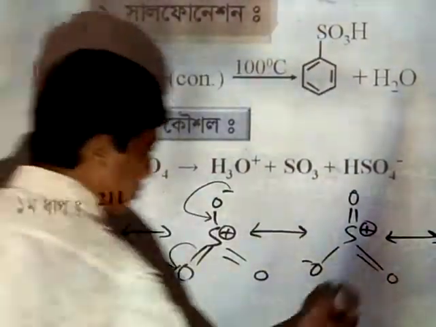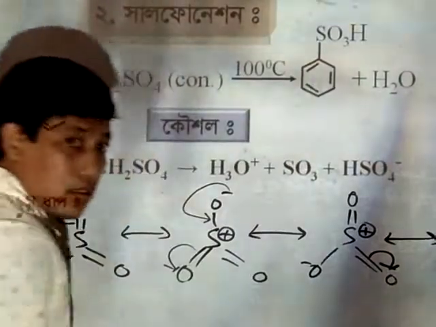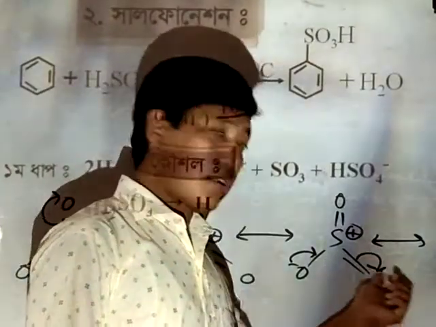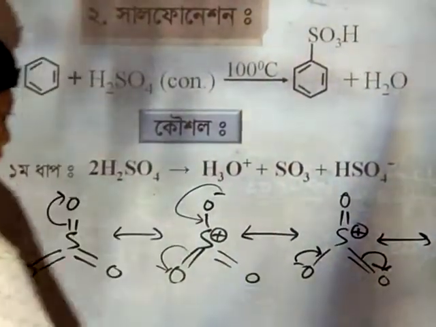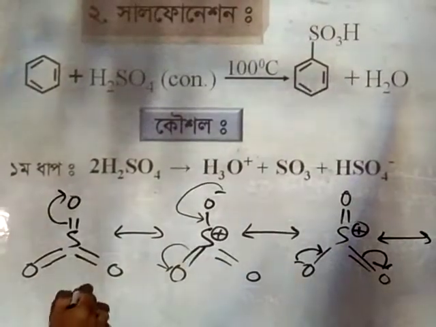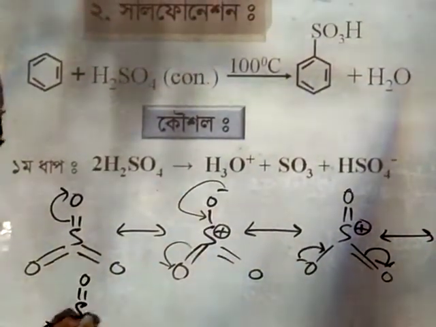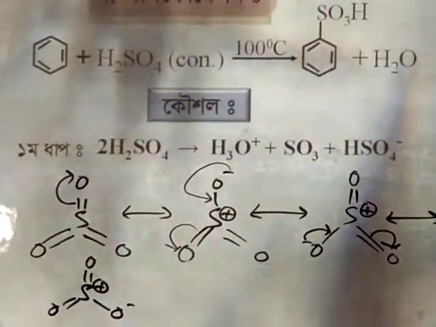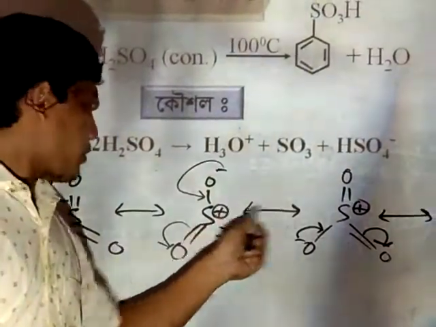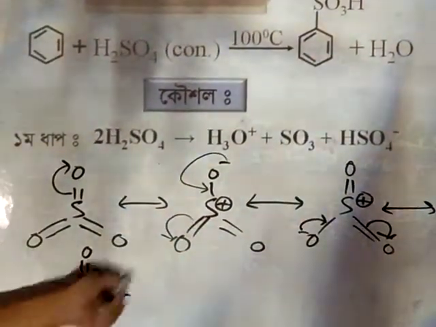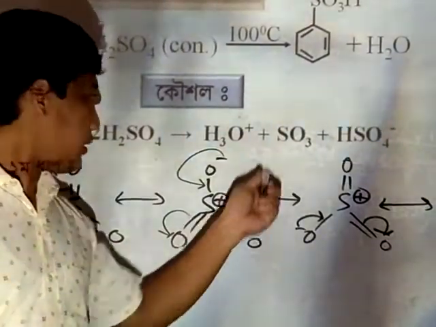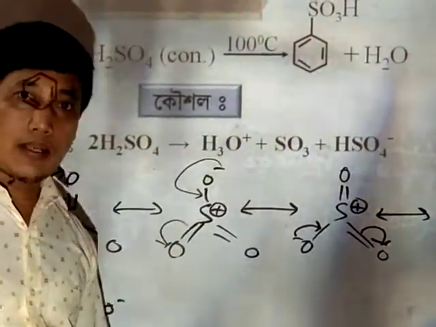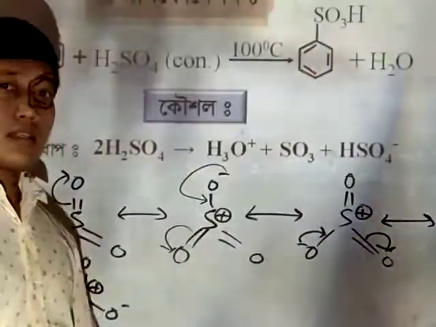In another structure we can also show that the oxygen atom attracts the other pi bond to itself and creates a negative ion, and we can write it like this. So dear student, see the structure of sulfur trioxide. Here positive charge and positive charge. For this, sulfur trioxide is a stronger electrophile than hydronium ion. As a result, in this reaction, sulfur trioxide reacts as electrophile.